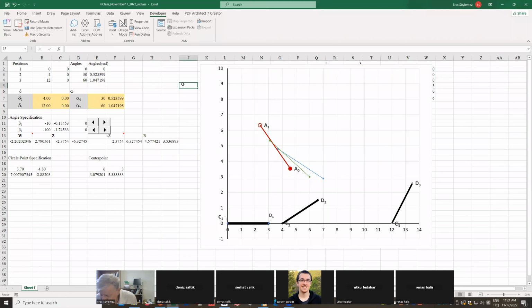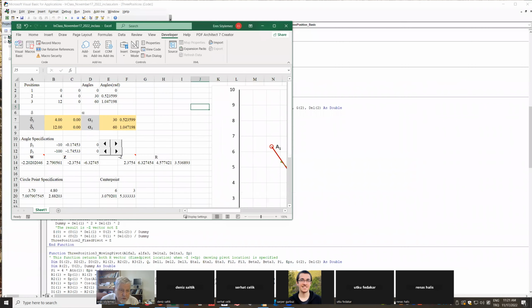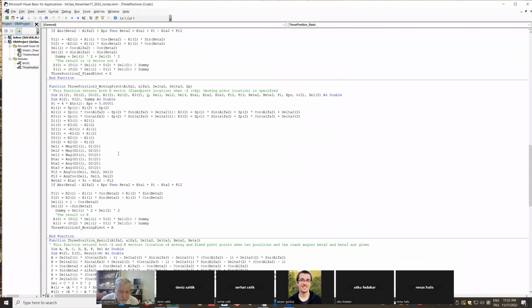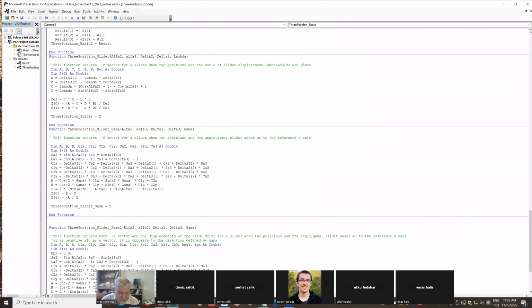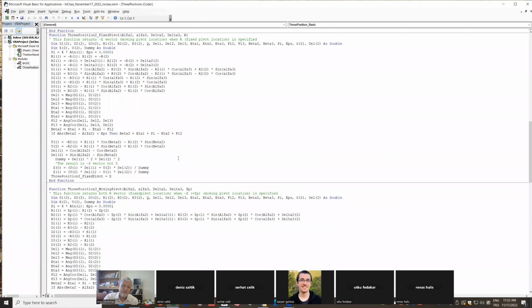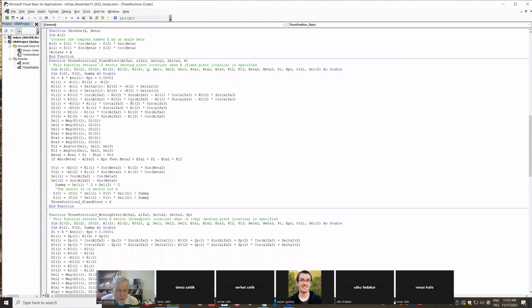Let me say one thing for sure. Please go to the Visual Basic and try to understand what is being done using these functions. Otherwise, you will not be able to use it. It's open source. So you know what each one of them is doing from top to bottom. Okay, you know each one of these functions.